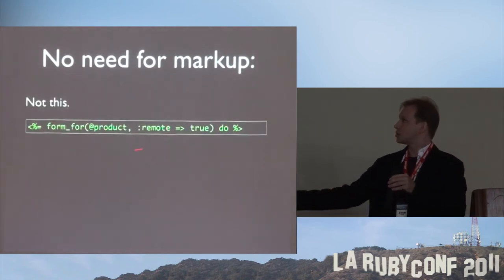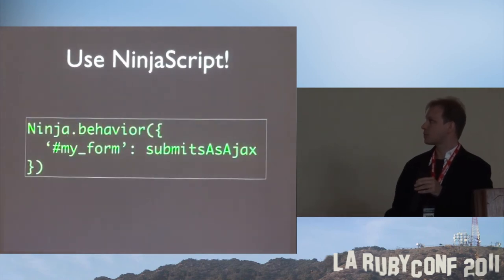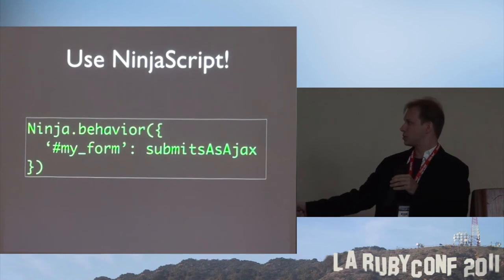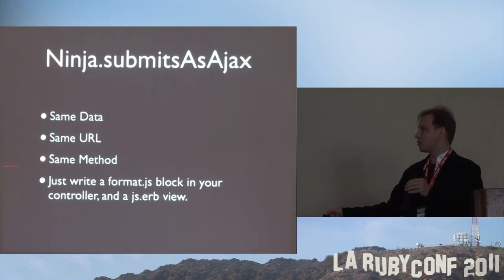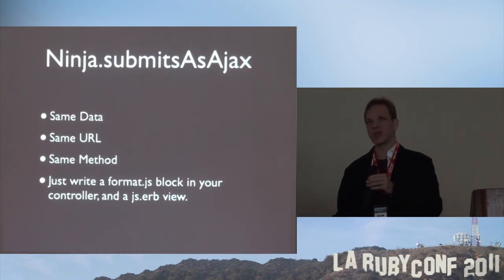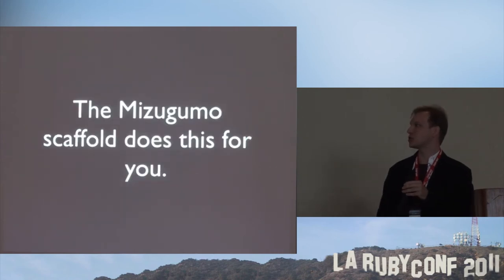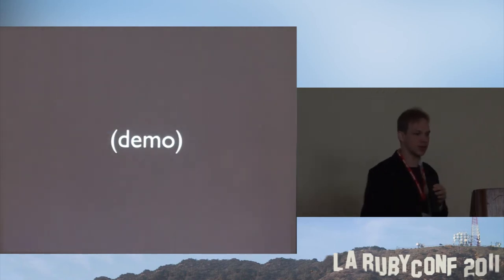What about Ajax? So, as I said, Ajax can be a lot of extra work. You have to do everything twice, but with Mizugumo installed, you don't need to do any markup. So you can make a form. You don't have to say remote is true. You could just make a form. Add this to your JavaScript. Use the same data, the same URL, the same post, delete, or put method. And all you have to do is write a format.js block in your controller and a js.erb view. Of course, that already sounds like a lot of work. So fortunately, Mizugumo ships with a scaffold that does this for you. So, let's look at a demonstration of that in action.